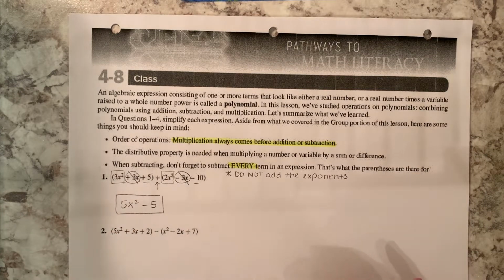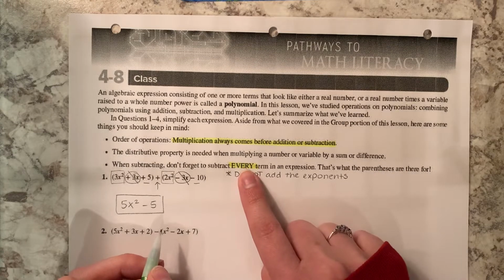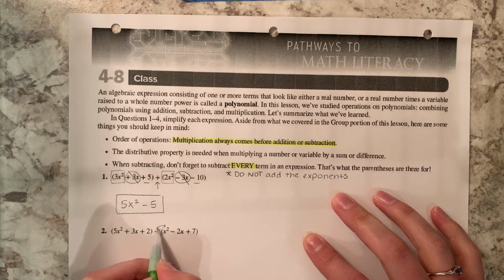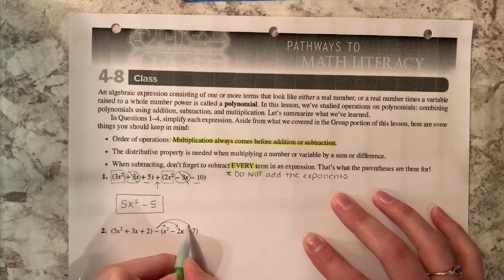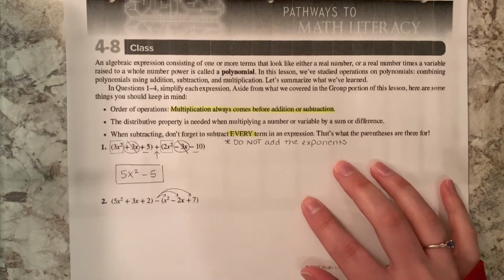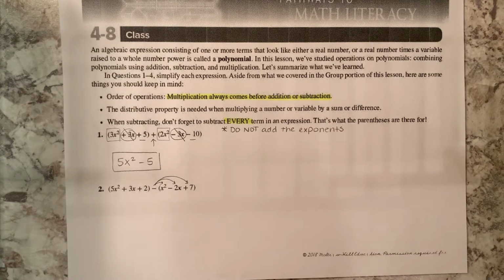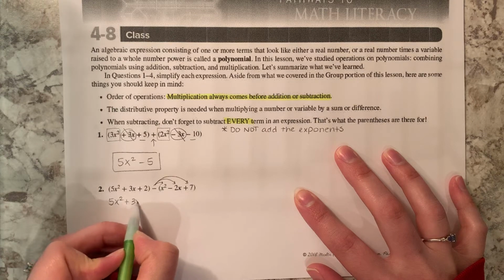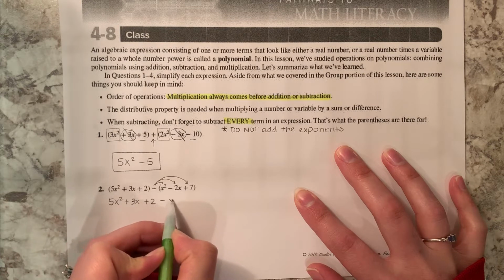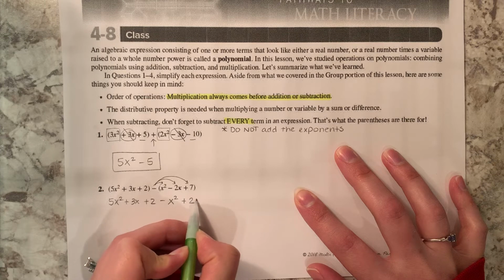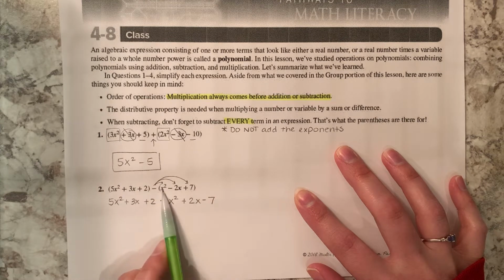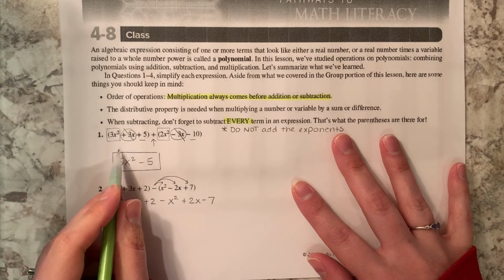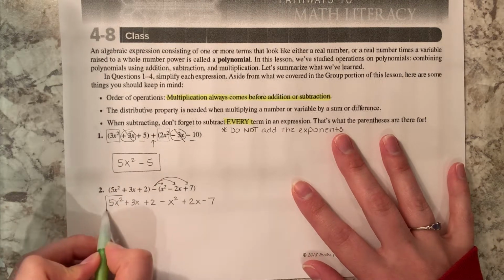Okay, now when you are subtracting, this is where my highlighted piece comes into play. When you're subtracting, this subtraction symbol has to be distributed into every single term of the second polynomial. So the first polynomial doesn't change, but the second polynomial, everything changes signs. So the x squared becomes negative, the 2x becomes positive, and the 7 becomes negative. Now it's just like a problem like number 1, and we can combine like terms.